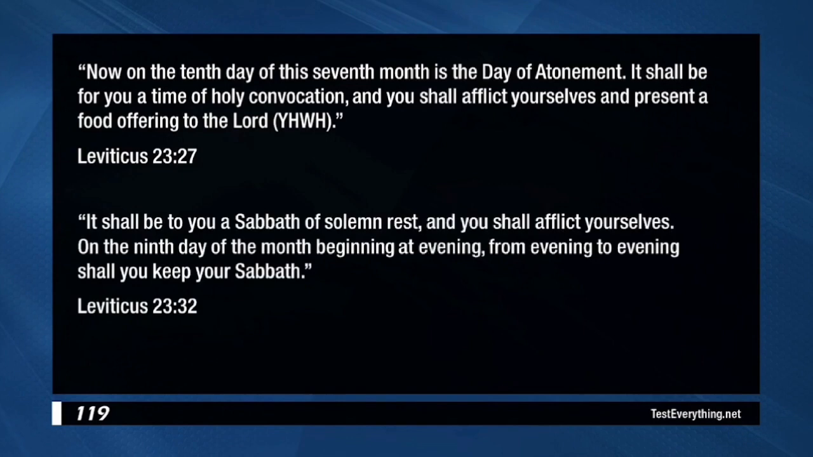Leviticus 23:32. It shall be to you a Sabbath of solemn rest, and you shall afflict yourselves. On the 9th day of the month, beginning at evening, from evening to evening, shall you keep your Sabbath. So why does it state that Yom Kippur is on the 10th day in verse 27? But in verse 32, it says that Yom Kippur starts on the evening of the 9th. How confusing is that?